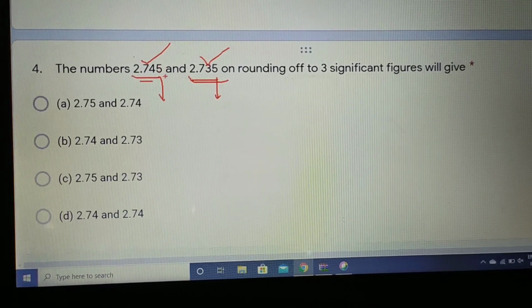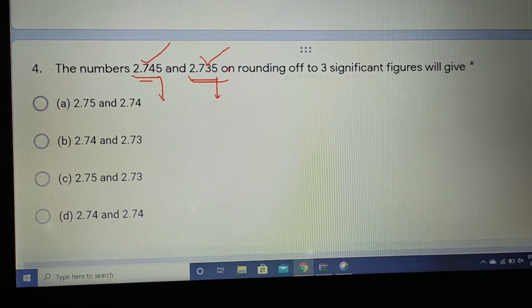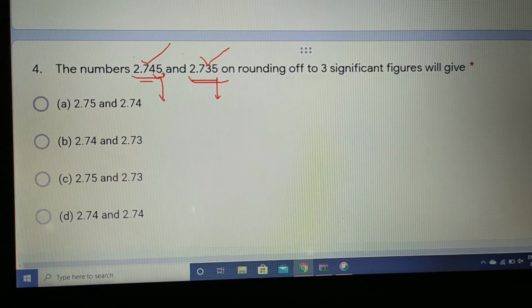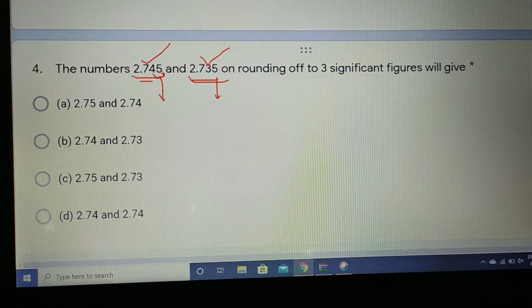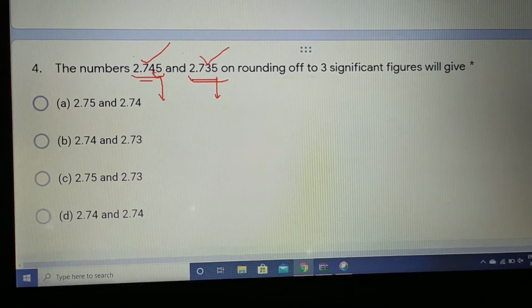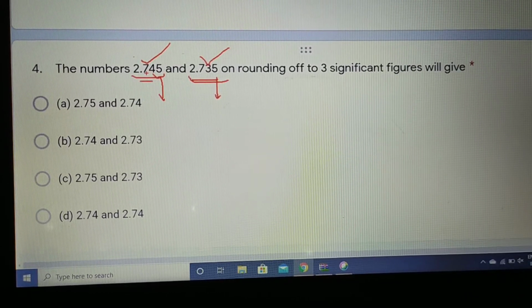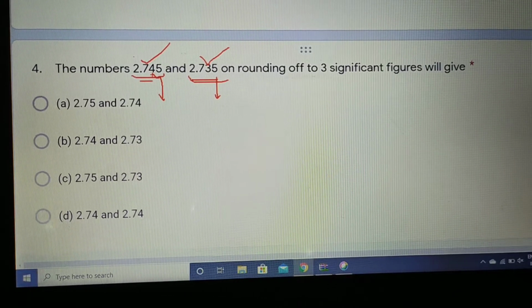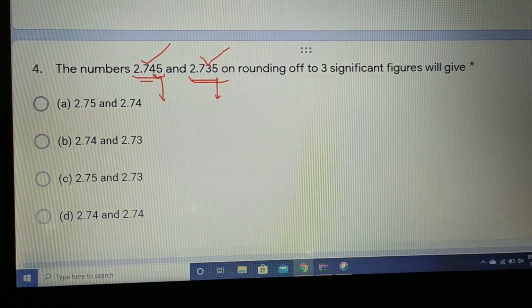At last we are having 5 in both the cases, so according to the rule, if there is 5 at the last, we have to switch to the next digit, that is 4. Let us see these 2 digits only, 45. If this 45 is less than 50, then we will increase the number that is before, that means this 4, the last number, by 1.